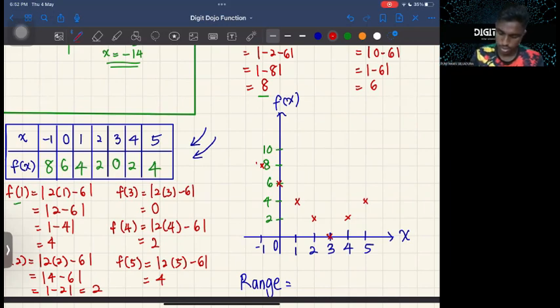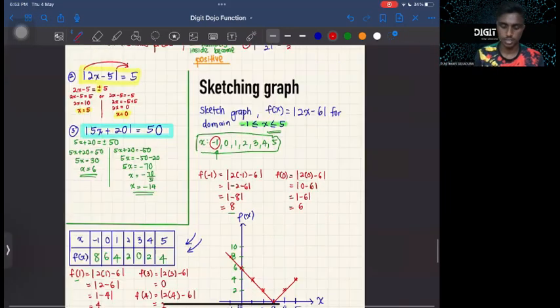Now you can draw a straight line for the graph, like this to here. So you will be getting this nice straight line. So this is the graph. If they ask you to sketch the graph, sketch the graph.